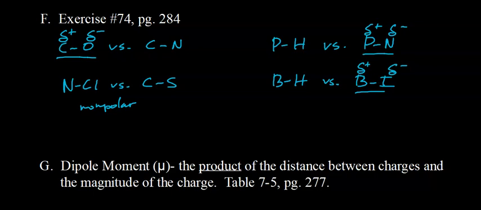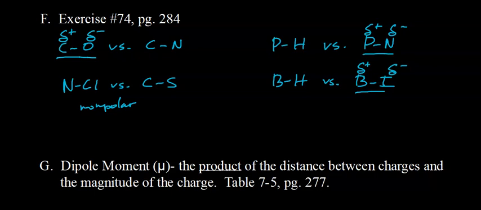The next two, actually, those bonds are both nonpolar. The difference in electronegativity is 0. So both nitrogen and chlorine have the same electronegativity. Both carbon and sulfur have the same electronegativity. No way to really know that unless you are using the textbook and the values for electronegativity.